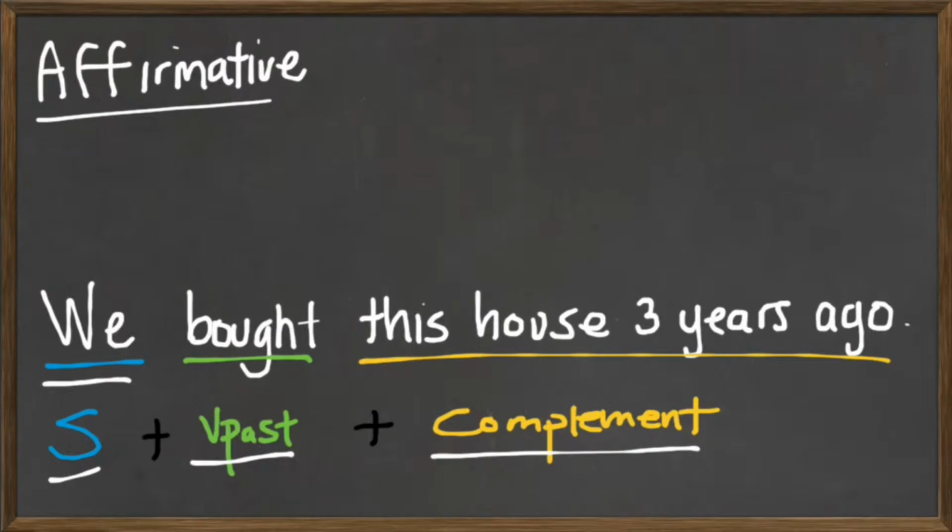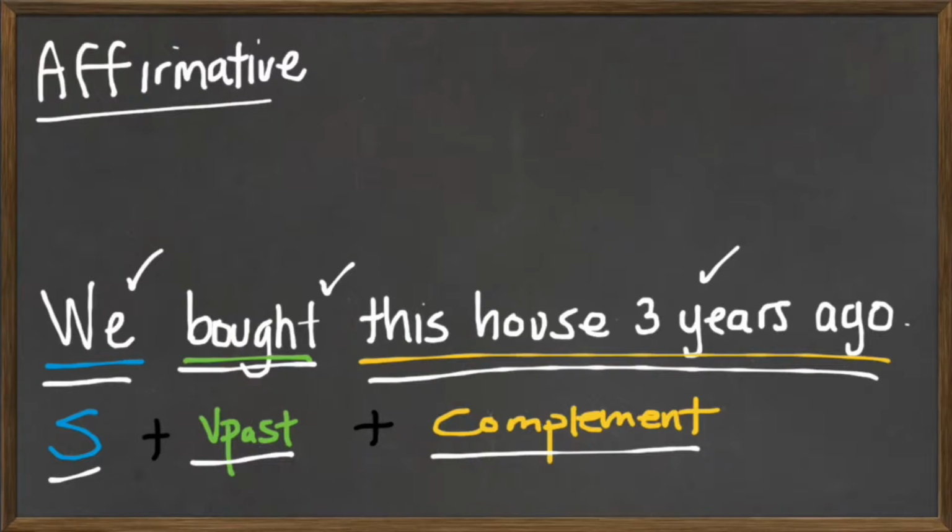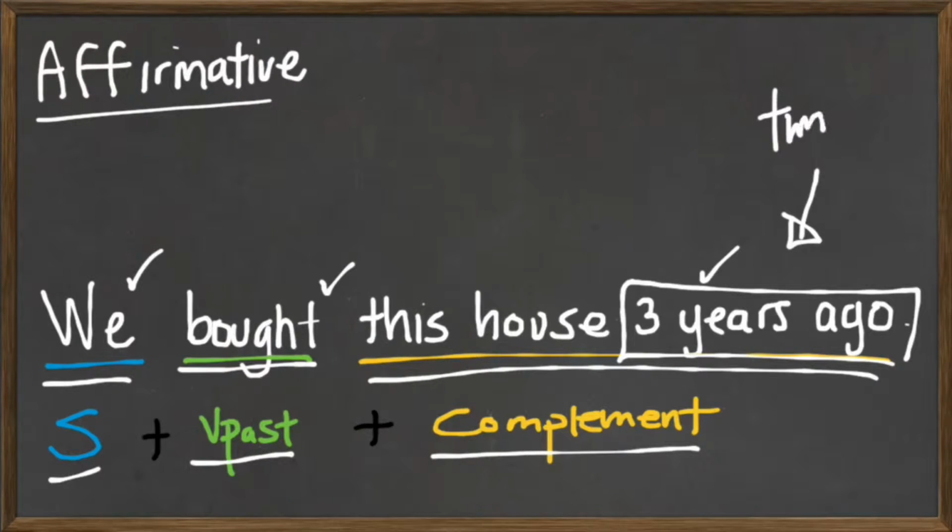Example: we bought this house 3 years ago. Subject, verb in past, complement. Also, a little quotation mark here: 3 years ago is a time expression. Very important to mention or to know that this was in the past.